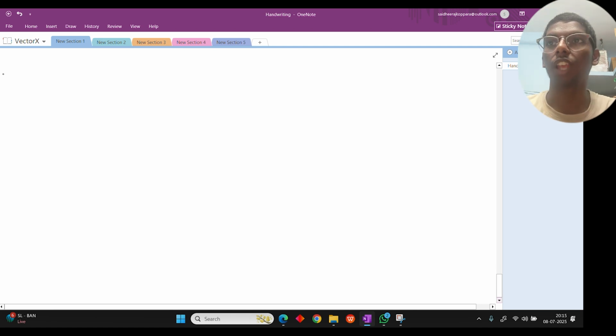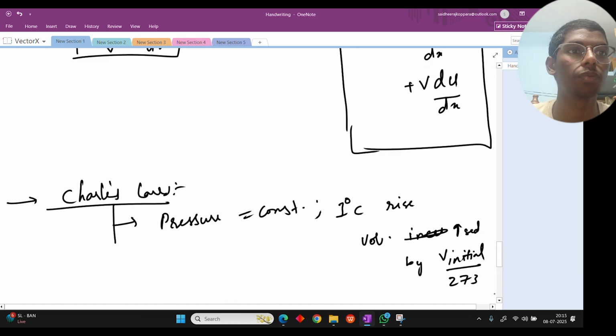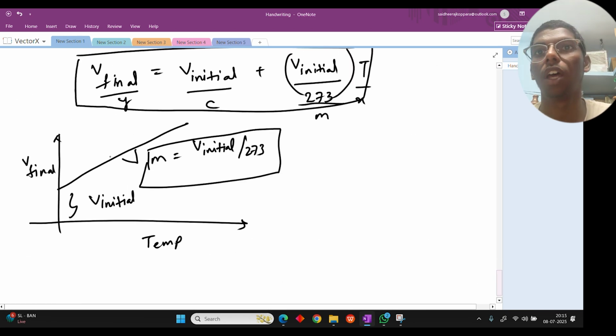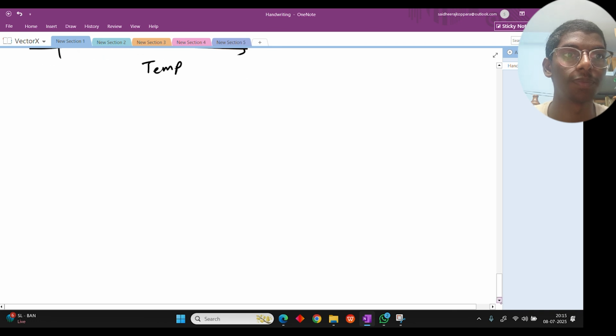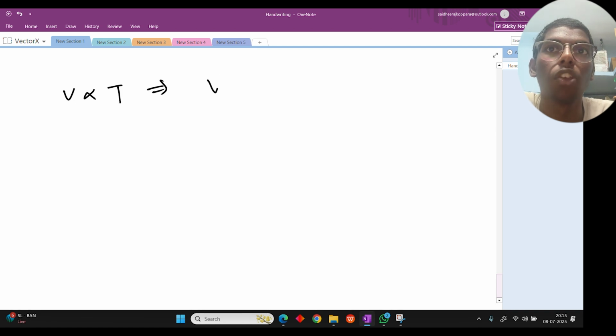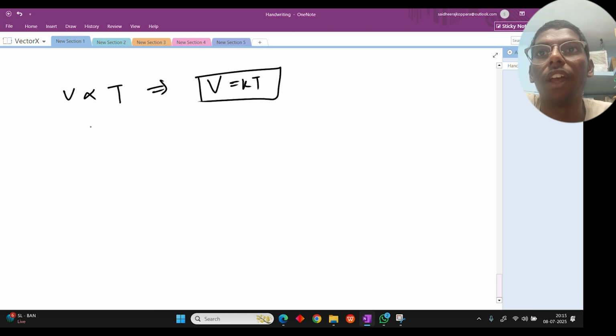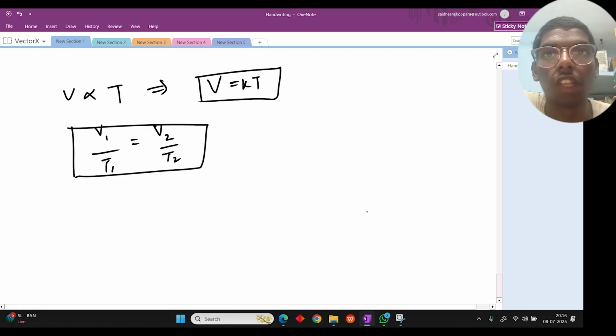The interesting part is that, as you saw earlier, as volume is increasing, the temperature is also increasing. So we can write that V is directly proportional to T, and we can also write V1 by T1 equals V2 by T2.